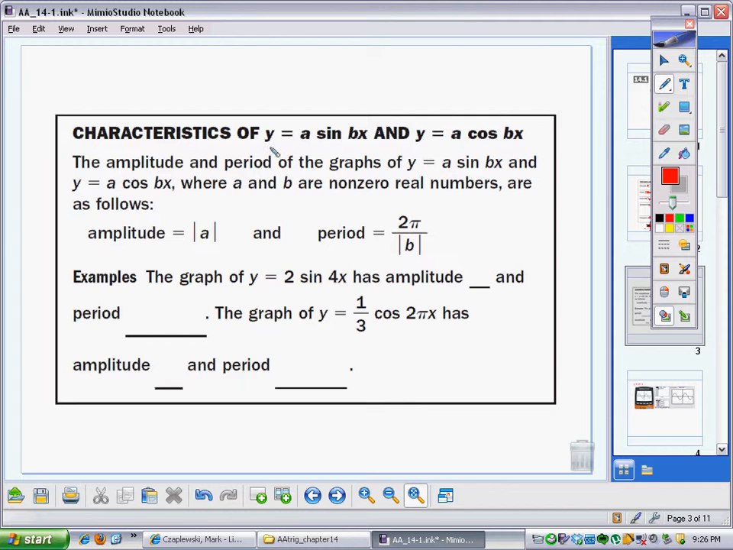The next thing I'd like you to write down is our general function using a and b: y equals a sine bx and y equals a cosine bx. We're going to begin by talking about sine and cosine. Okay, let me cover up some of this so you're only looking at the key elements.